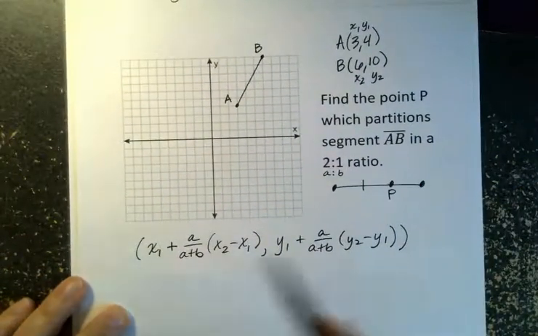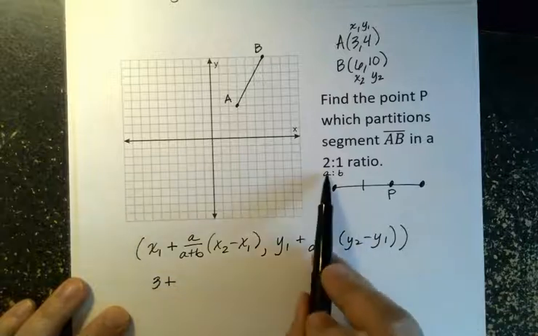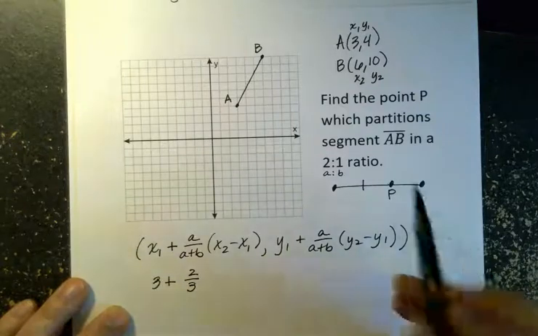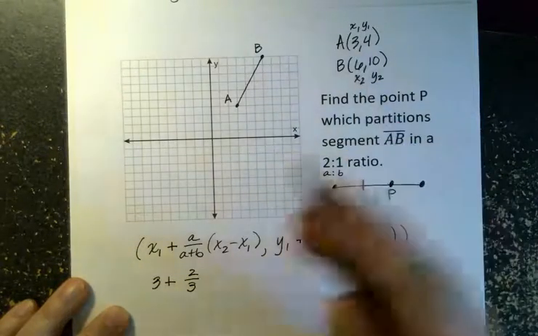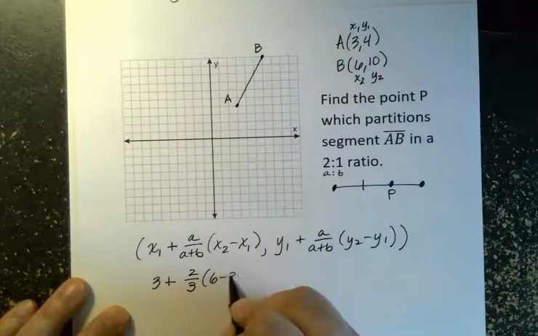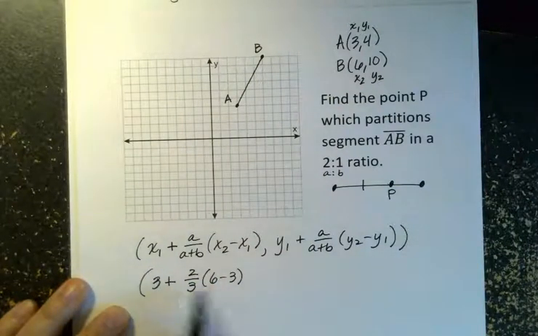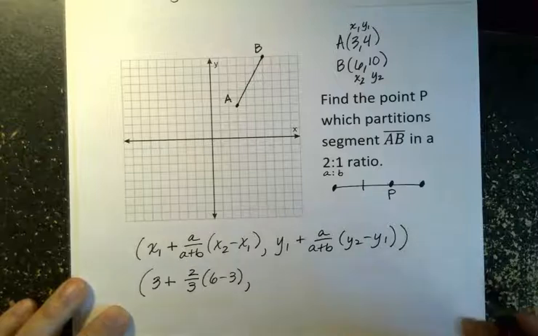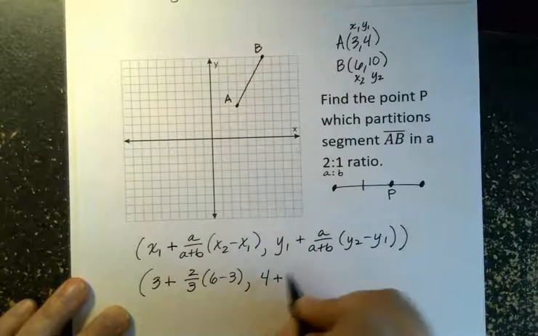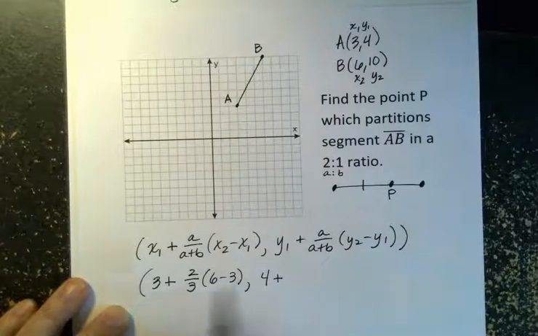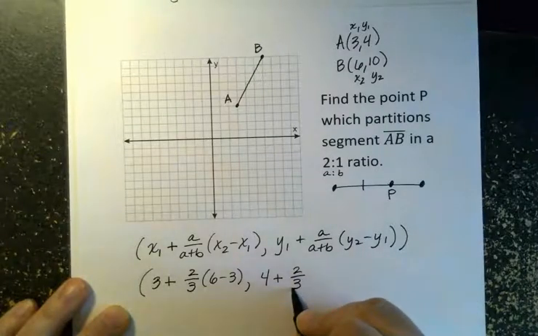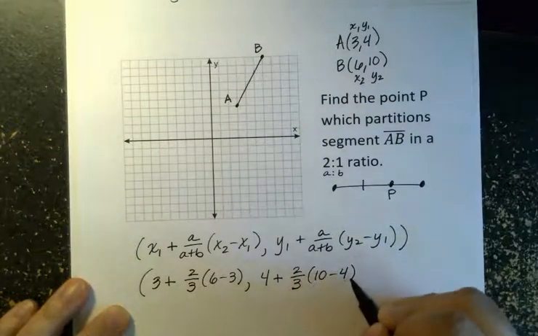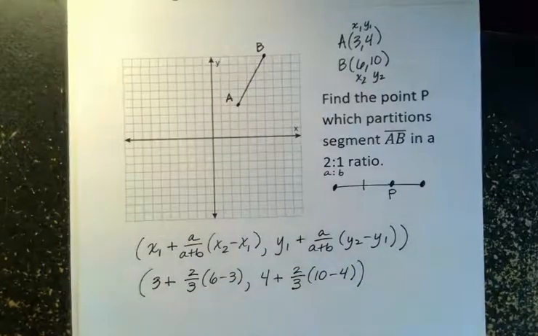So x sub 1 is 3, plus A over A plus B is 2 over 2 plus 1, and then x sub 2 is 6 minus x sub 1, which is 3. What I get when I simplify this is going to be my x-coordinate of the point P. Then I'm going to do the same thing for the y values. Y sub 1 plus the same fraction, because it comes from the same place. 2/3 of the way along this segment is where I want to go. Then y sub 2 minus y sub 1, so 10 minus 4. Really all we have to do is simplify these and we have our answer.